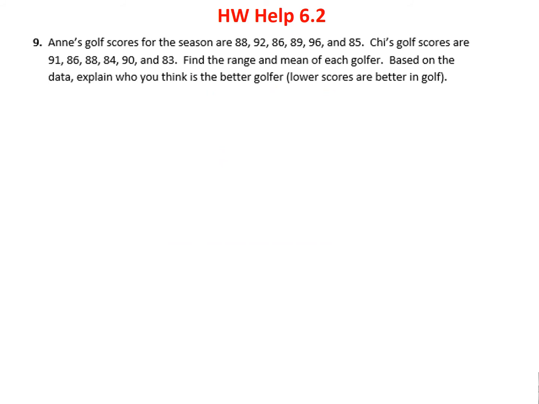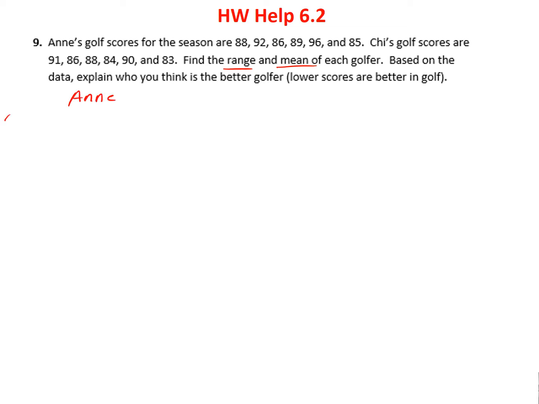Problem 9 gives us the scores of 2 golfers, Ann and Chi, and asks us to figure out their range and the mean of each golfer, and then based on that data explain who we think is the better golfer. Remember that in golf, the lowest score wins. So let's start with Ann.